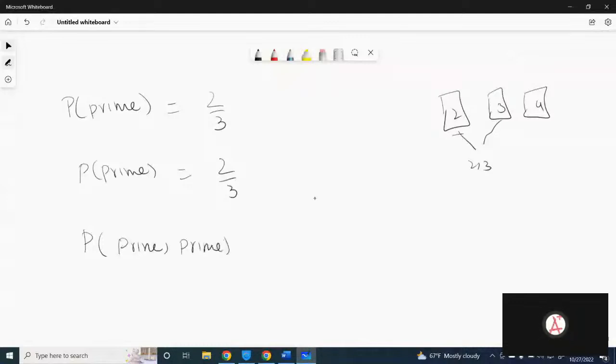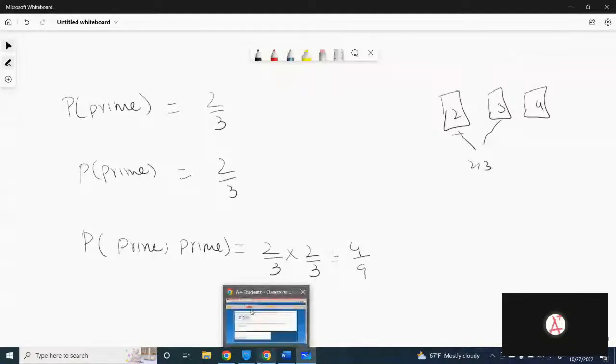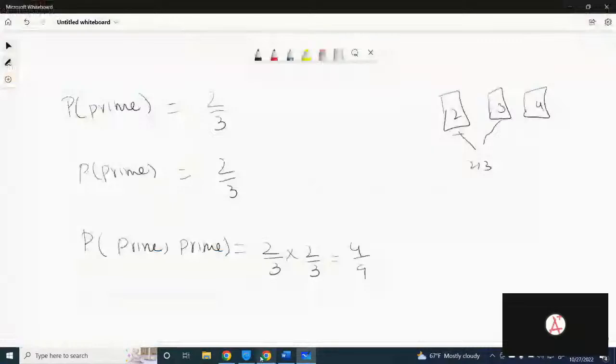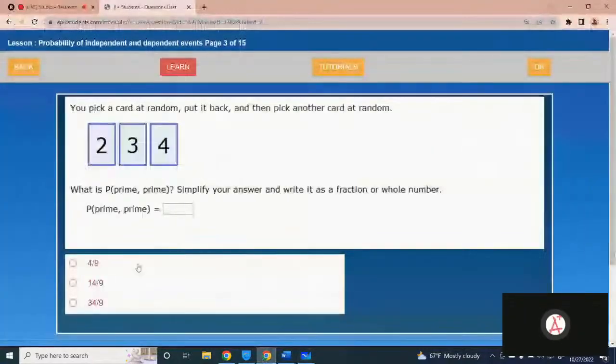Got it? So you have to calculate the probability of getting prime and prime. Just multiply both the probabilities: 2 by 3 times 2 by 3. It would be 2 times 2 is 4 and 3 times 3 is 9. So it is 4 over 9. Got it? So the probability is 4 over 9.